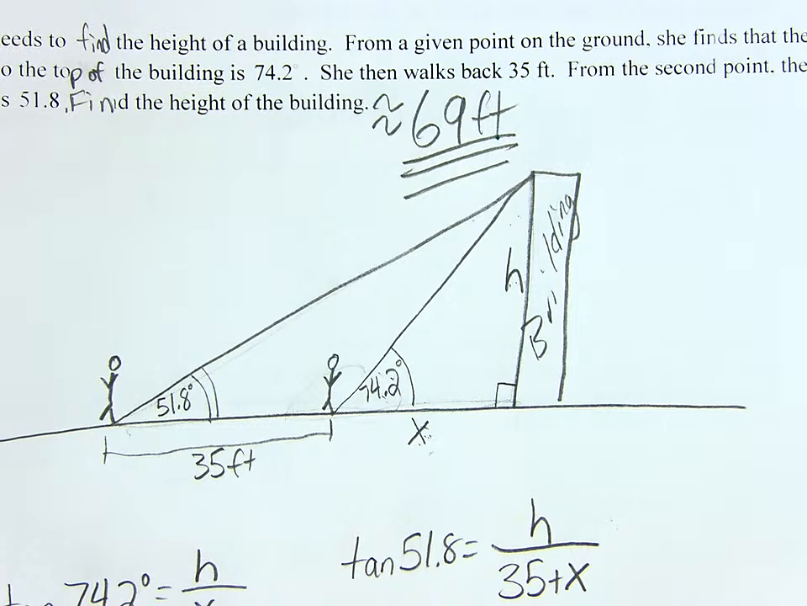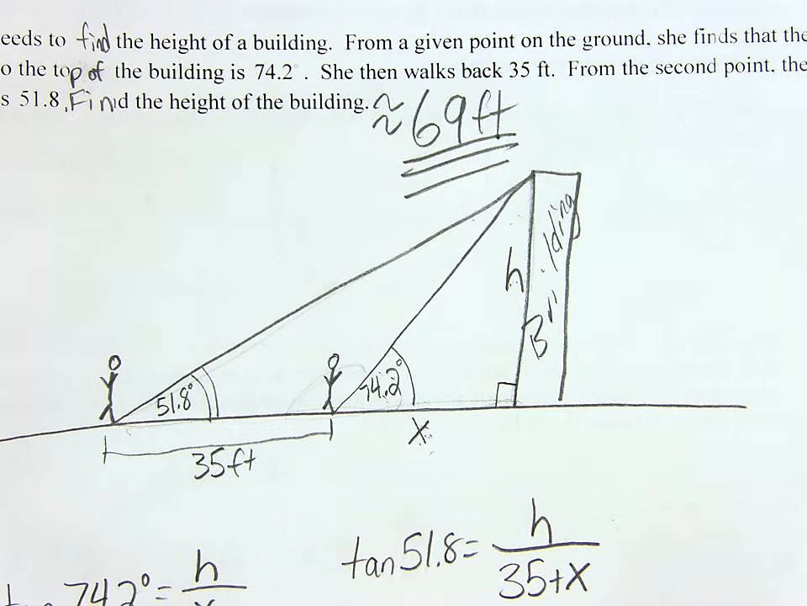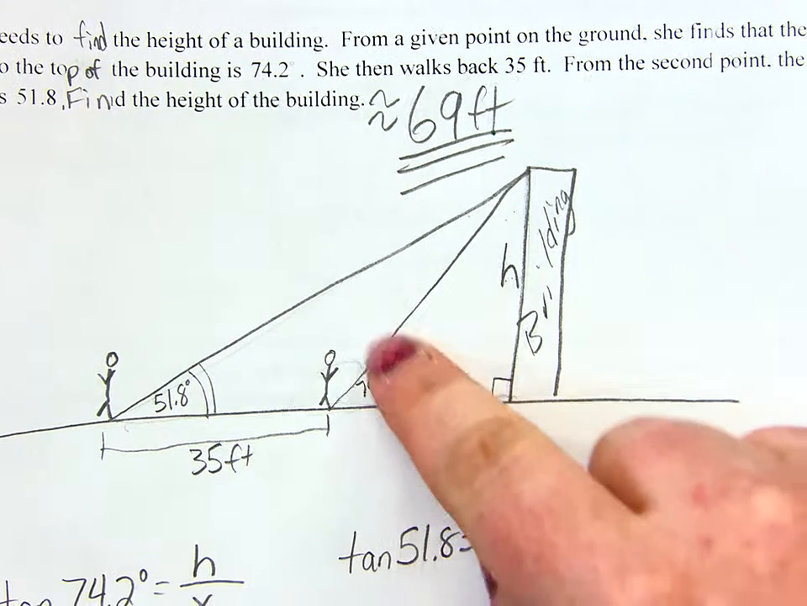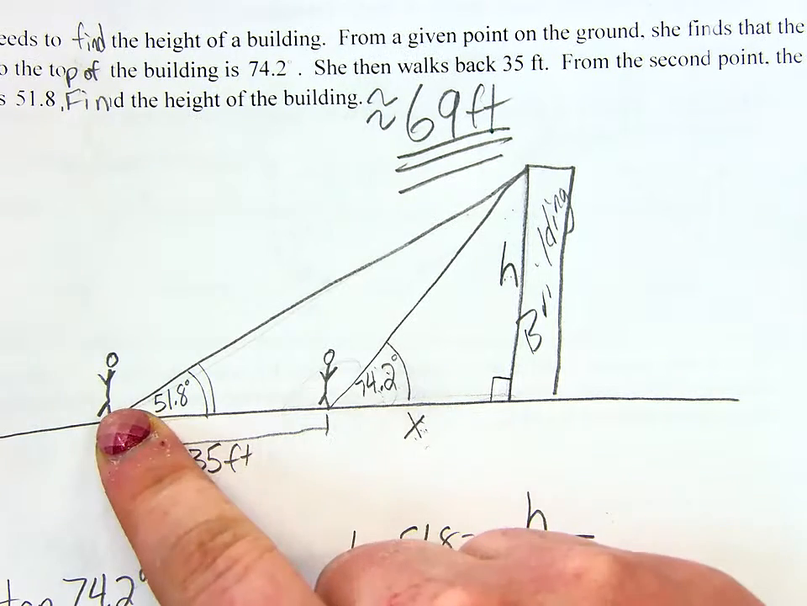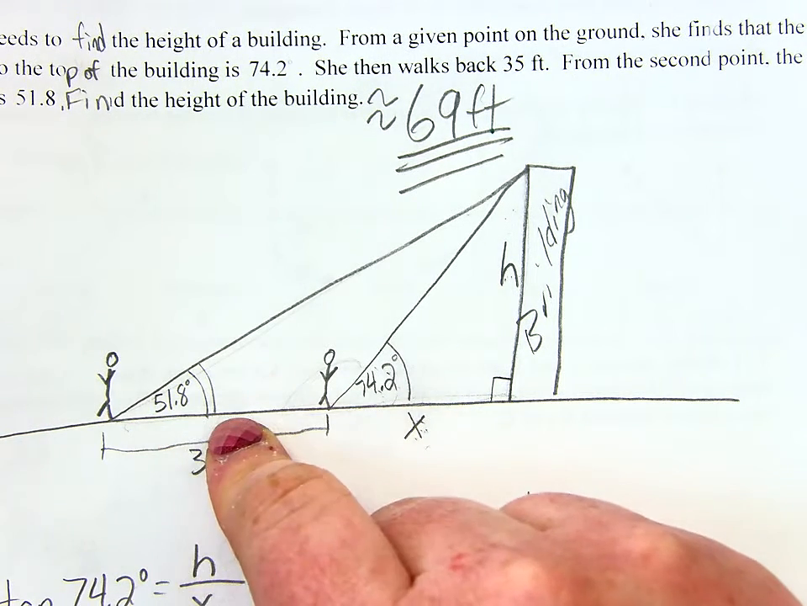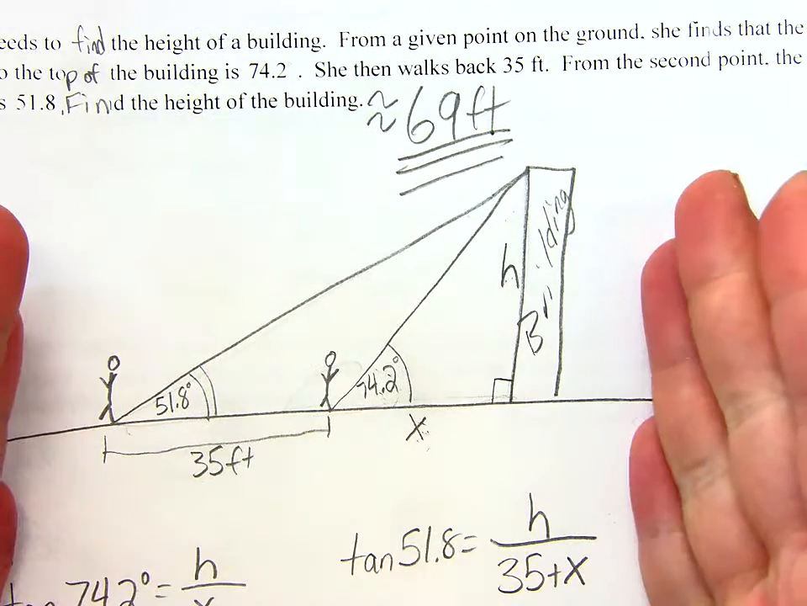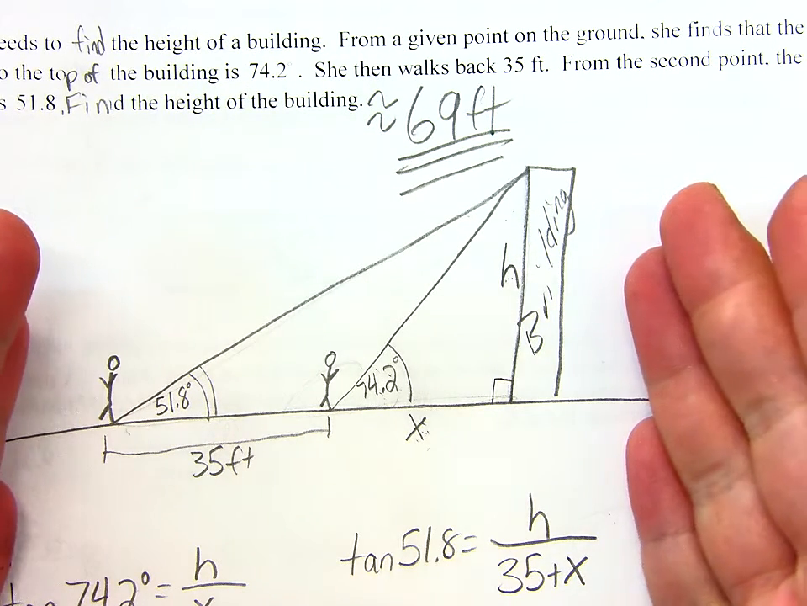So on one of your projects that we do next week, you're going to do the same idea. We're going to measure the height of something really tall that we normally wouldn't be able to know the height of, and we're going to find it using this method. I'm going to show you how to measure the angle of elevation, and then you're going to walk back a known amount of feet, find the angle of elevation again. So it's the same exact problem, but it's going to be different numbers, obviously.